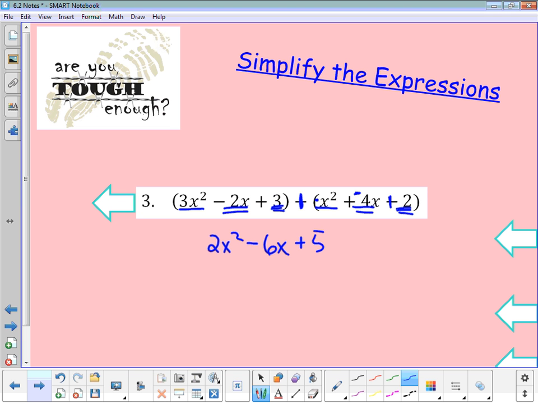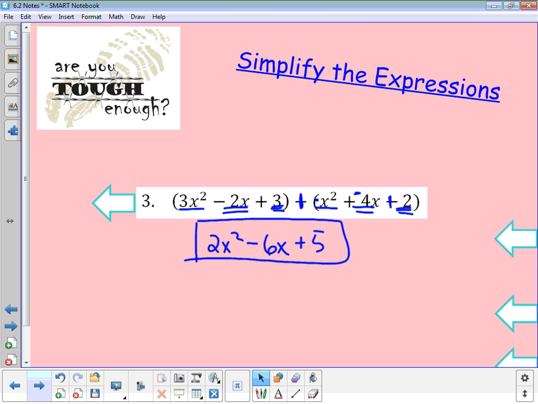So then I can check my simplification. I should see each variable only one time. I do. It also should be in standard form, meaning the largest exponent is first and we decrease from there. And it is. So there's nothing else that I can do to simplify that.